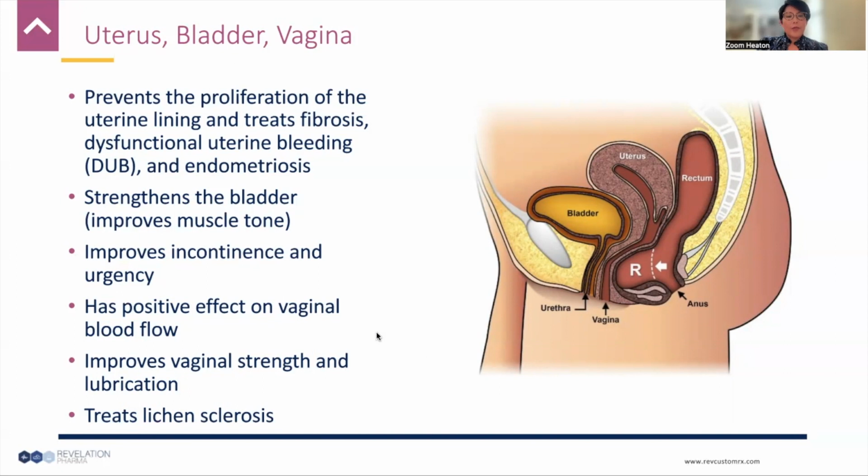It has positive effects on vaginal blood flow. It improves vaginal strength and lubrication. And it also treats lichen sclerosis. So, lichen sclerosis is a chronic condition that causes thin white patches of skin, usually around the genital area. And it primarily occurs in young women who have not started their menstrual cycle and in postmenopausal women. And it's related to so many different factors like hormonal, genetics, environmental, and immune factors.